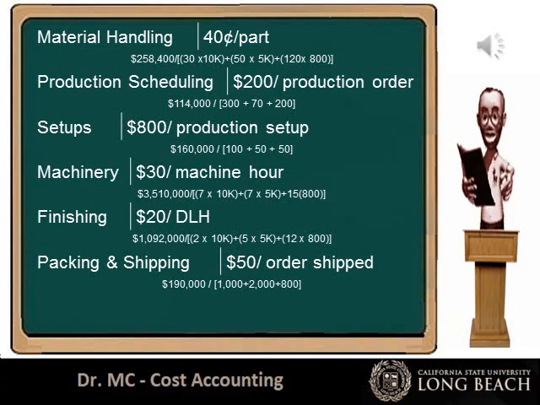For finishing, you need to divide the estimated cost of $1,092,000 by the estimated number of direct labor hours, which is 54,600. This gives you the application rate of $20 per direct labor hour. For packaging and shipping, you need to divide the estimated cost of $190,000 by the estimated number of orders shipped, which is 3,800. This gives you the application rate of $50 per order shipped.